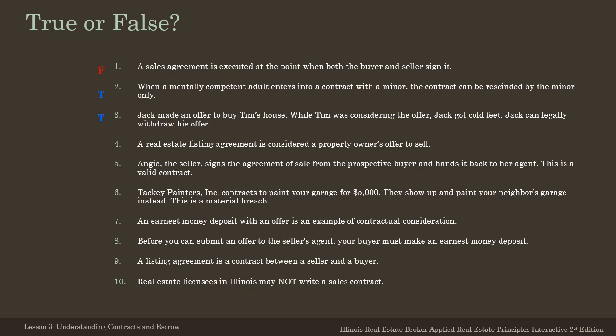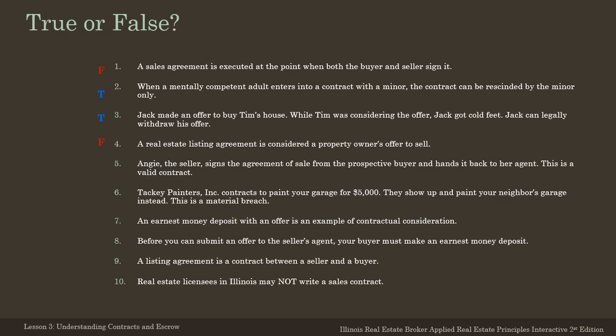A real estate listing agreement is considered a property owner's offer to sell. It's not, this is false. What they're saying here is that if you're a seller, you tell them what you want for the property and all the personal property and all the particular things that you want in the sale. Even if a buyer shows up and offers that, it doesn't mean that you can't change your terms.